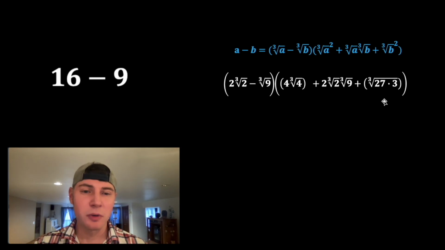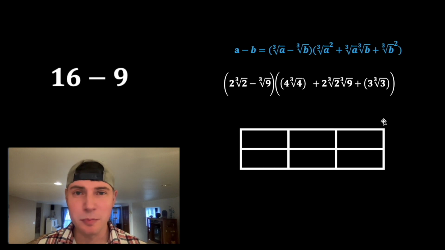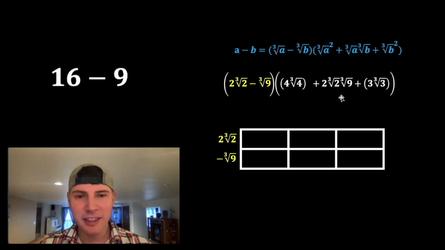81 is the same thing as 27 times 3, and cube root of 27 times 3 is the same thing as cube root of 27 times cube root of 3, and cube root of 27 is equal to 3. I don't think I can clean this up anymore, so let's multiply. These two terms are going to go here, and these three terms will go at the top. And now we can multiply. And we do the outside parts.